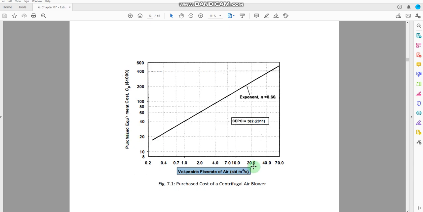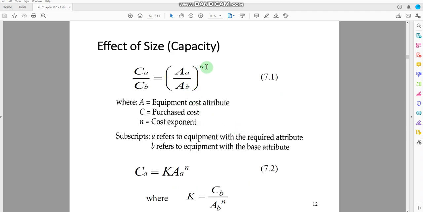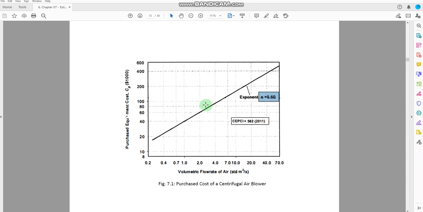Okay, so maybe at 10 standard cubic metres per second, you would go up to this line, and here you would see what the cost should be. And n here represents the exponential factor. So we will see what this n is. In this equation, n represents the cost exponent.